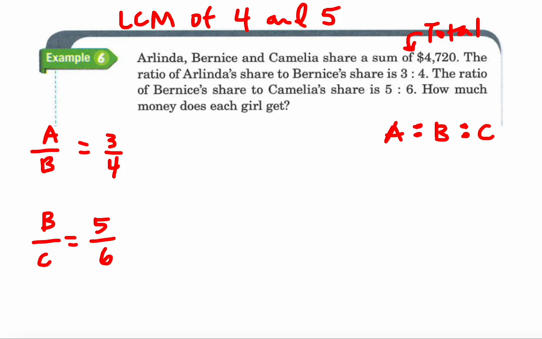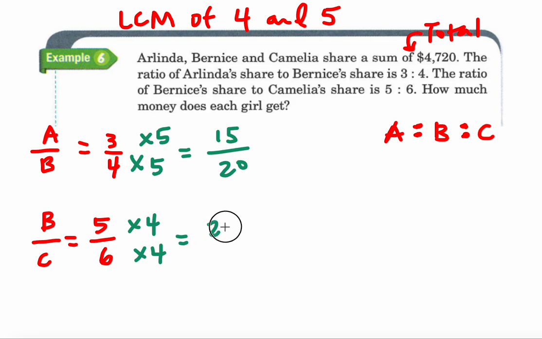Looks like they can both get to 20 by multiplying by each other, right? So let's do that. 4 times 5 and 5 times 4. So we want our B's to match up. This is 15 to 20, and this is 20 to 24. We want our B's, these two, to match up. So then we can transfer over here the ratio of A to B to C. Arlinda, Bernice, and Camelia would be 15 to 20, because those two 20s match, to 24. But that's not what they want.